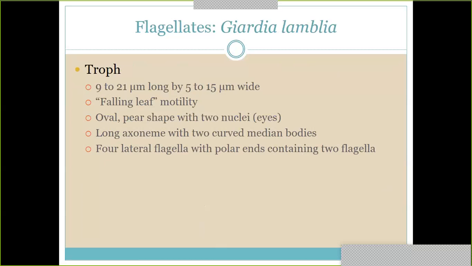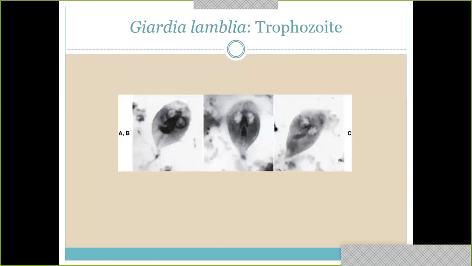They kind of look like eyes, and we're going to call it an old man soon when you see it. It has this falling leaf motility to it. It has an axoneme down the center with two median bodies and lots of flagella. So when you look at a black and white picture here, you see the two nuclei, right? They definitely look like eyes, and you see the oval, or I should say the pear shape to the flagellate. And it definitely looks like a face, and that's how you call him the old man.